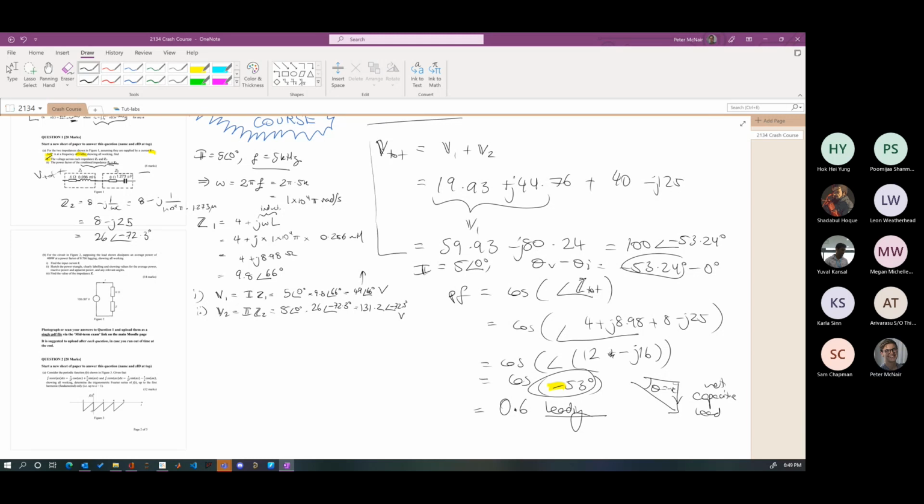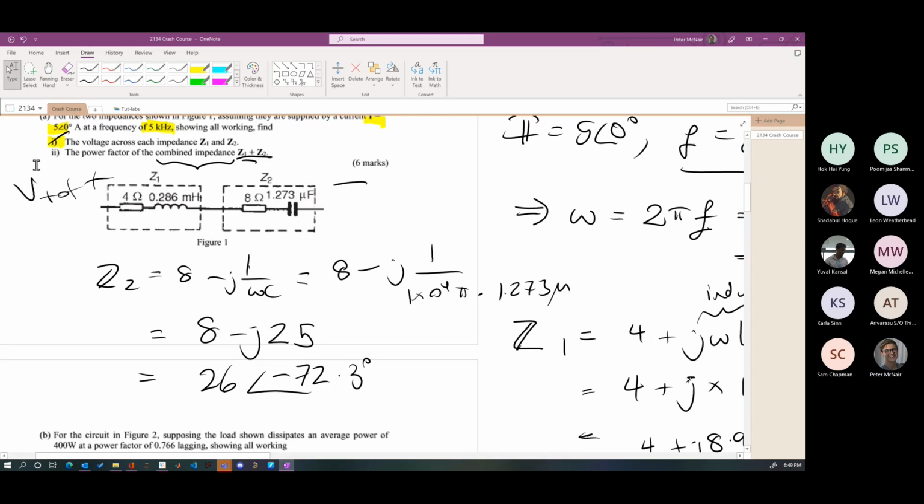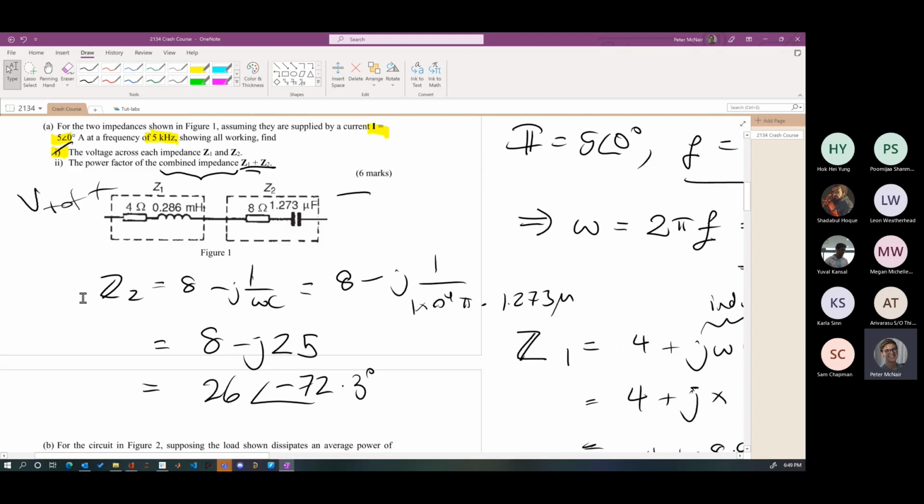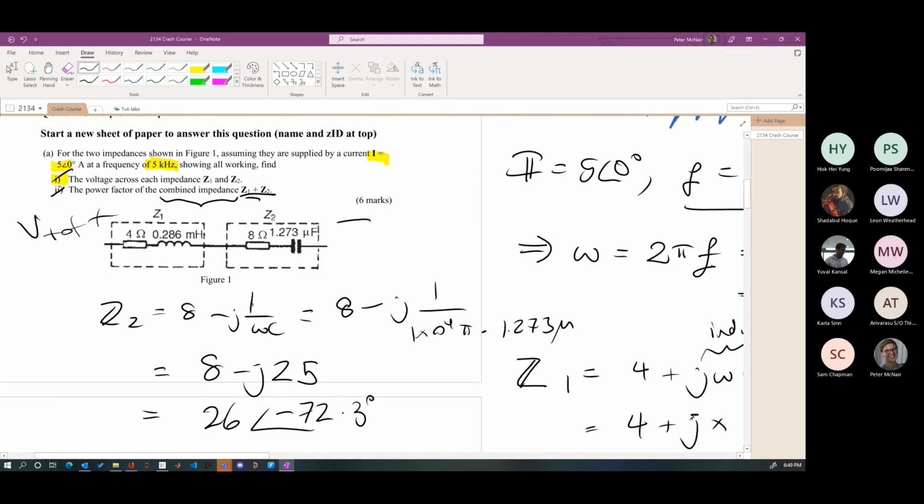So essentially, it doesn't matter as long as you're comfortable with whichever method, then you can start to find these tricks to save a bit of time. So that's our power factor of our combined impedance. Number 2.